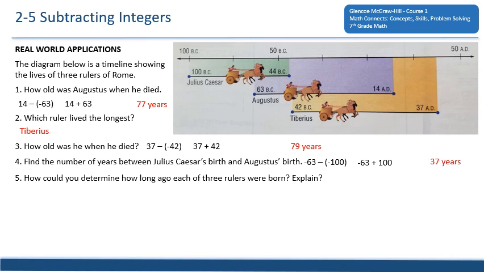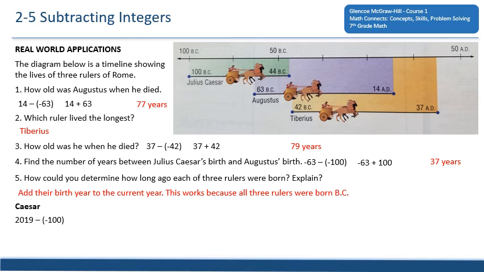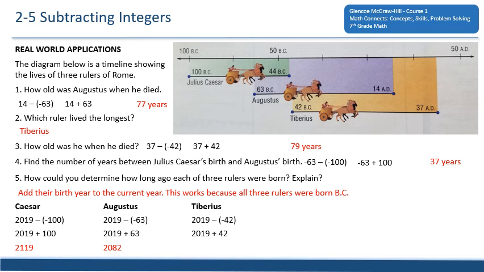How can you determine how long ago each of the 3 rulers were born? Add their birth year to the current year. This works because all 3 rulers were born BC. So if it's 2020, Julius Caesar was born 100 BC, so 2120. Obviously this slide was made in 2019, so 2019 minus negative 100, or add the opposite, is 2119. Augustus: 2019 minus negative 63 is 2082, and Tiberius would be the youngest at 2051.